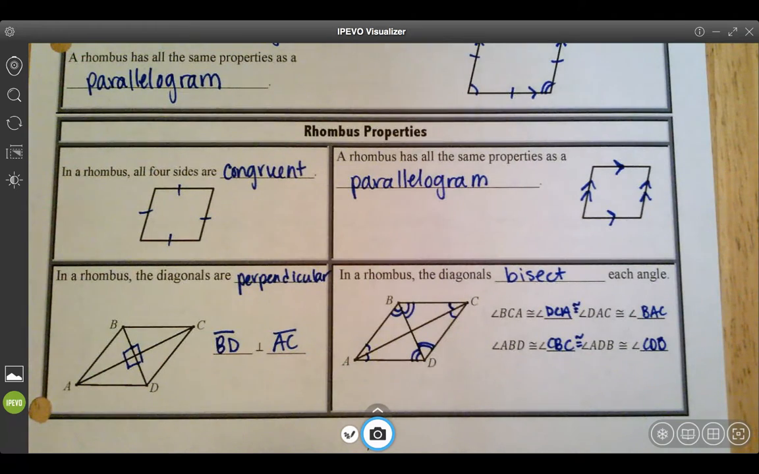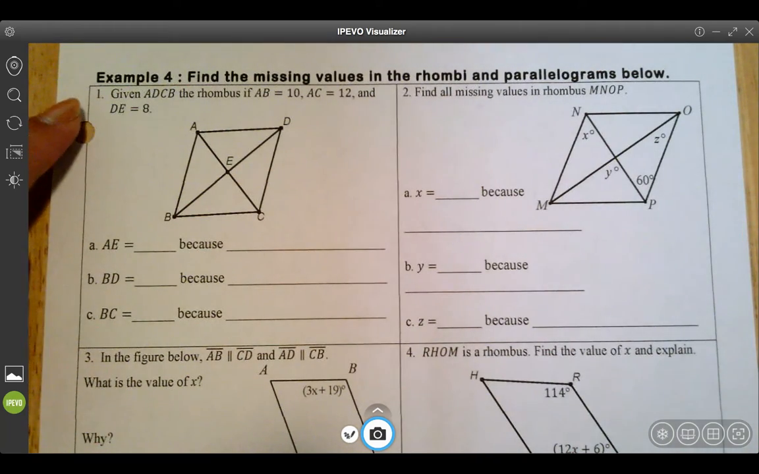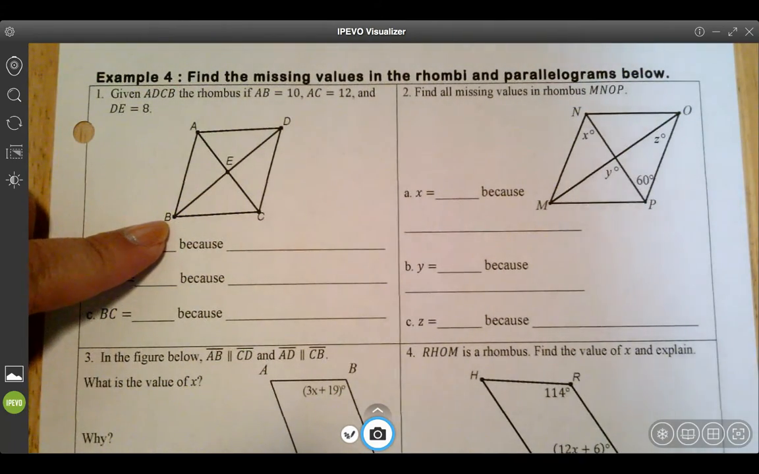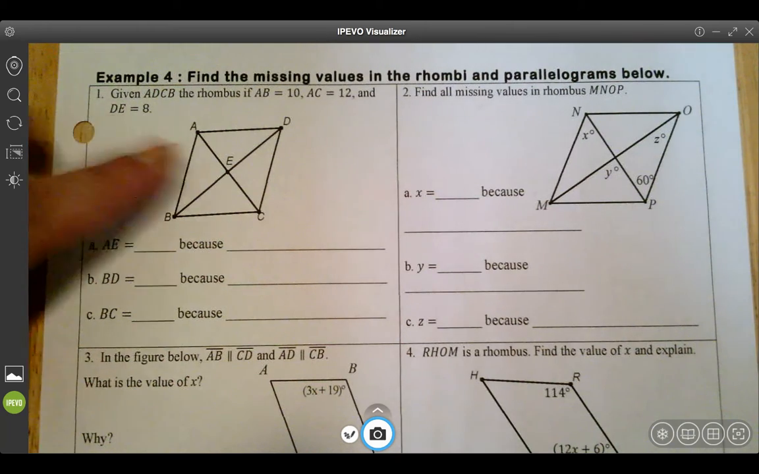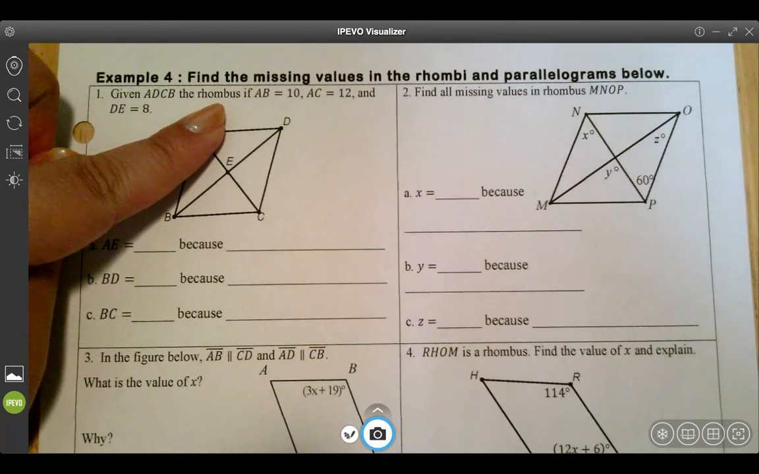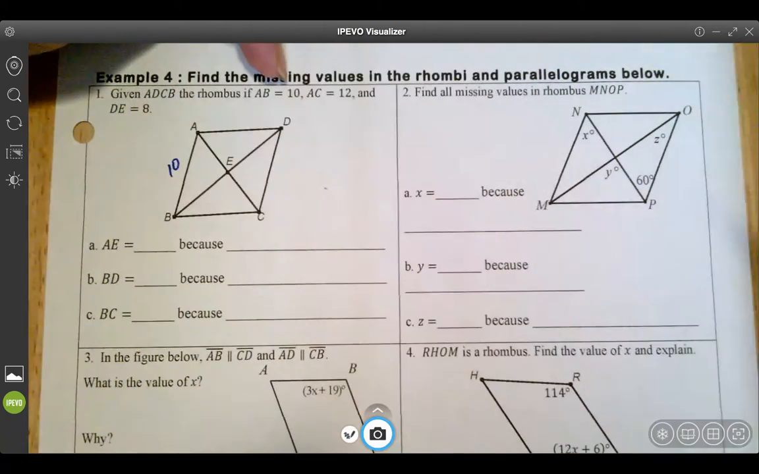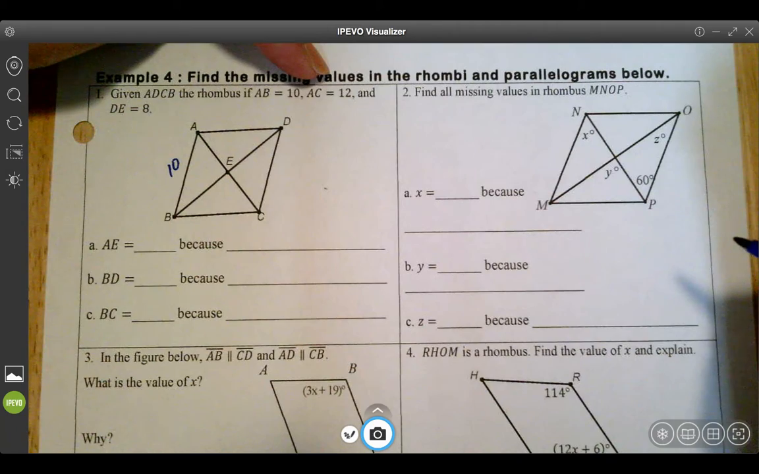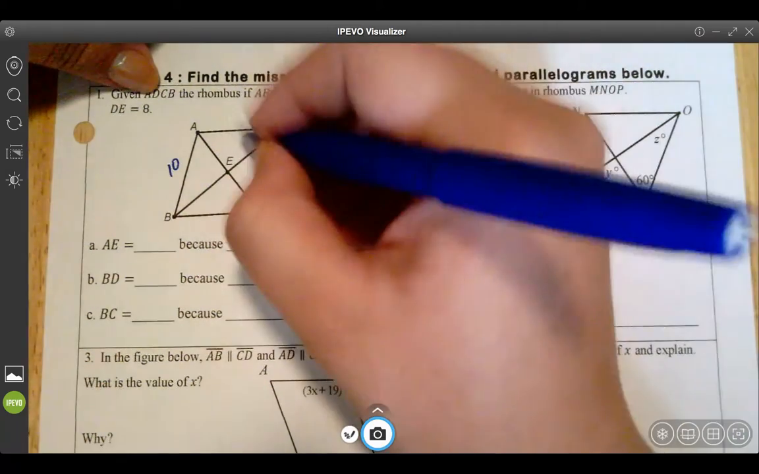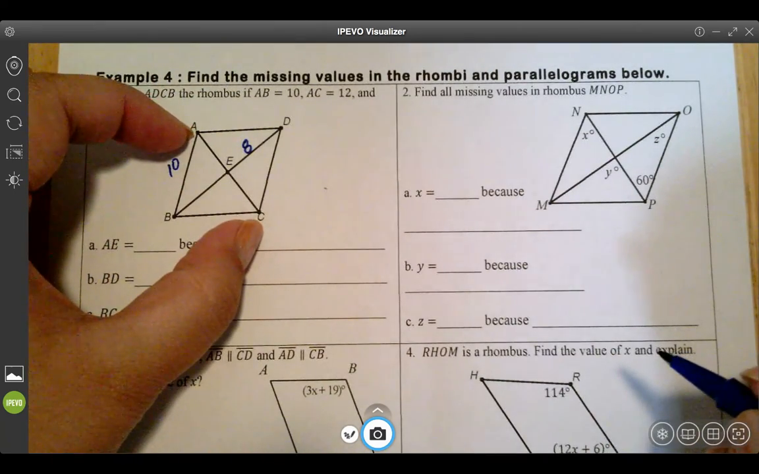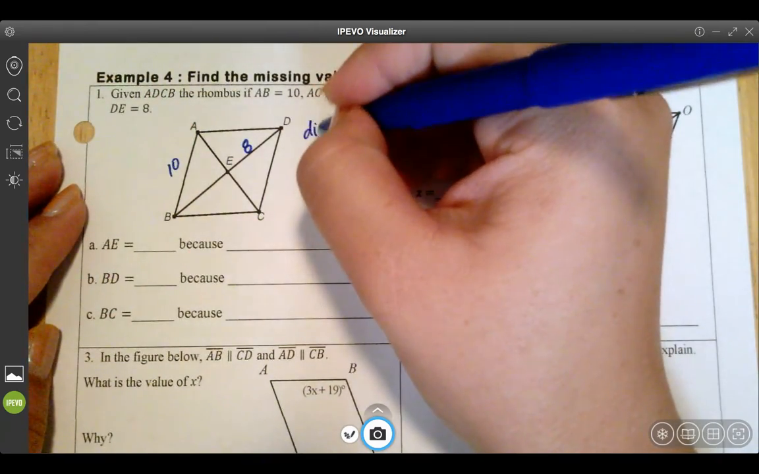Let's look at some examples. In this first example, we know that we're looking for the missing values in the rhombi, or rhombuses, and parallelograms. So here we know that this is a parallelogram. We don't know if it's a rhombus or not. Given ADCB, the rhombus, now we know it's a rhombus. AB is 10, let's mark it on our diagram. AC is 12, hard to mark on the diagram. DE is 8. So what do we know? Well, if AC is 12, remember diagonals bisect each other.